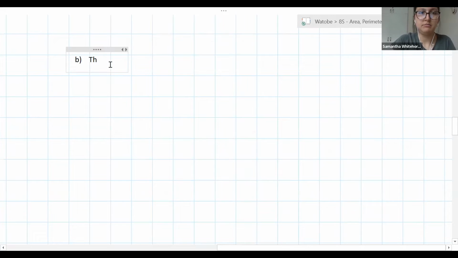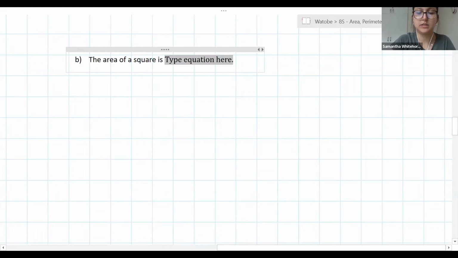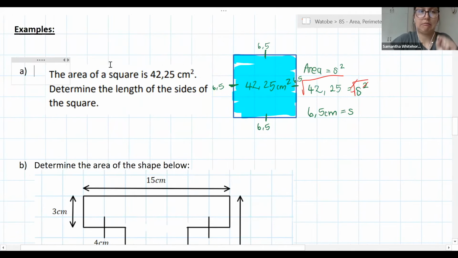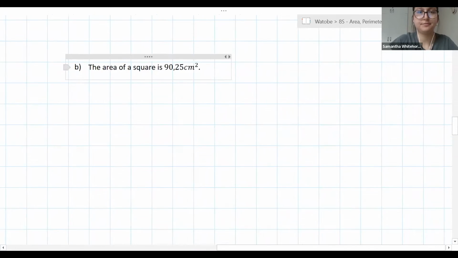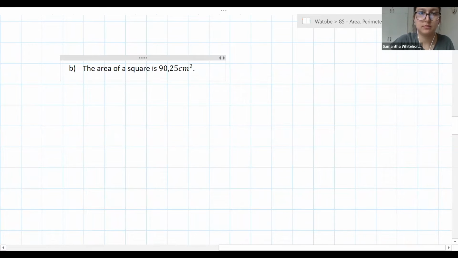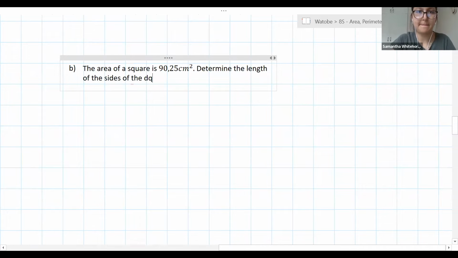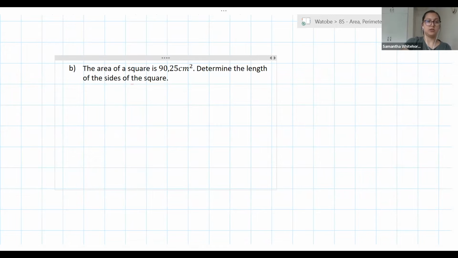Okay, yeah, that's fine. Area of a square is 90.25 centimeters squared. Determine the length of the sides of the square. So very similar to what we just had a look at. And then the next one I'd like you to try, I just have to get my numbers right.